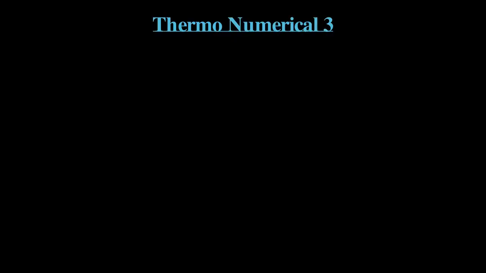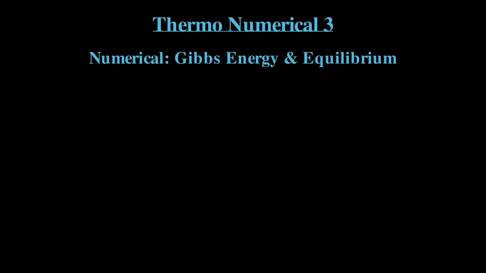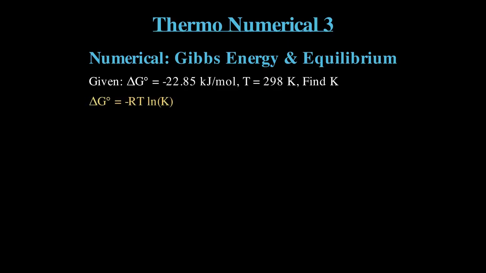All right, for our next problem, let's calculate an equilibrium constant, K. We are given that delta G naught is minus 22.85 kilojoules per mole at 298 Kelvin. The fundamental equation we'll use is delta G naught equals minus RT ln K. To find K, we first rearrange it: ln K equals minus delta G naught divided by RT.